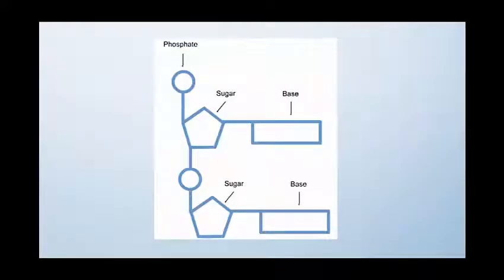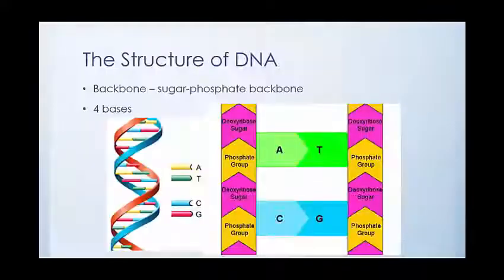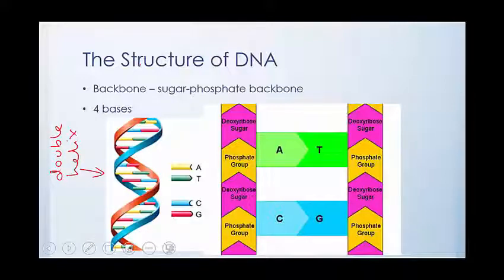Okay, so you should have labelled the phosphates as the circles, the sugars are the pentagons, and the bases are the rectangles. And we know that because the sugars and phosphates alternate and the bases are attached to the sugars. Okay, so the structure of DNA, there's that sugar phosphate backbone, and we've got the four bases coming off of that. That makes up the double helix, and this on the left is the diagram showing what a double helix looks like. So it's like a set of stairs going up.